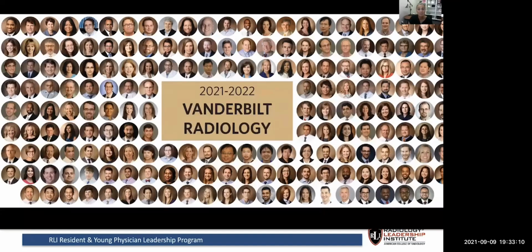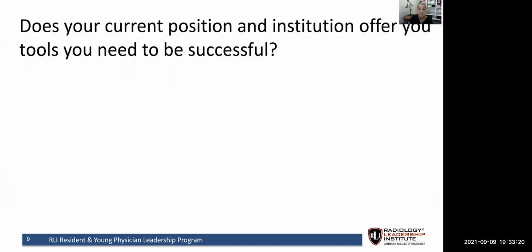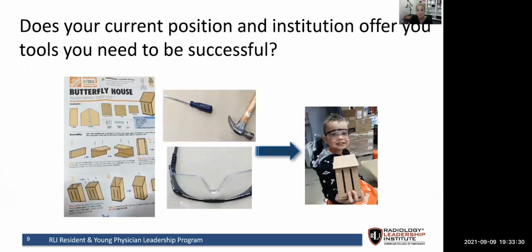When I first started academics, I was predominantly doing clinical work, and I kind of decided I wanted to get more into research. I was very interested in diversity and inclusion and health equity, and realized I didn't have the tools I needed. And I think as you advance in your career, that's an important question to ask yourself. Does your current position and institution offer you the tools you need to be successful?